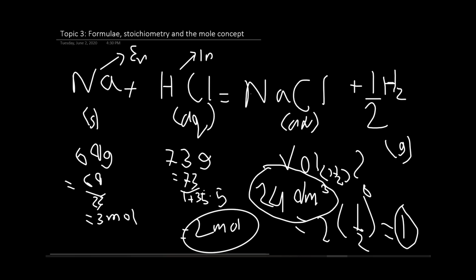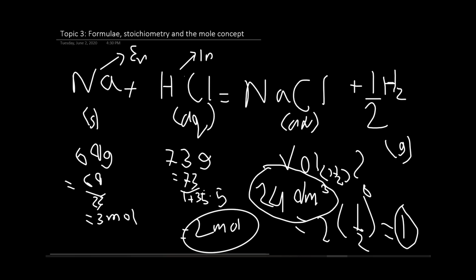The question might be as such: what mass of sodium chloride will be produced from 73 gram of HCl and 69 gram of sodium? Let me repeat the question: what mass of sodium chloride can be obtained from 73 gram of HCl and 69 gram of sodium? So similarly, convert the mass of both reactants to moles, then identify the limiting reactant, and then based on that find the number of moles of sodium chloride that will be produced.